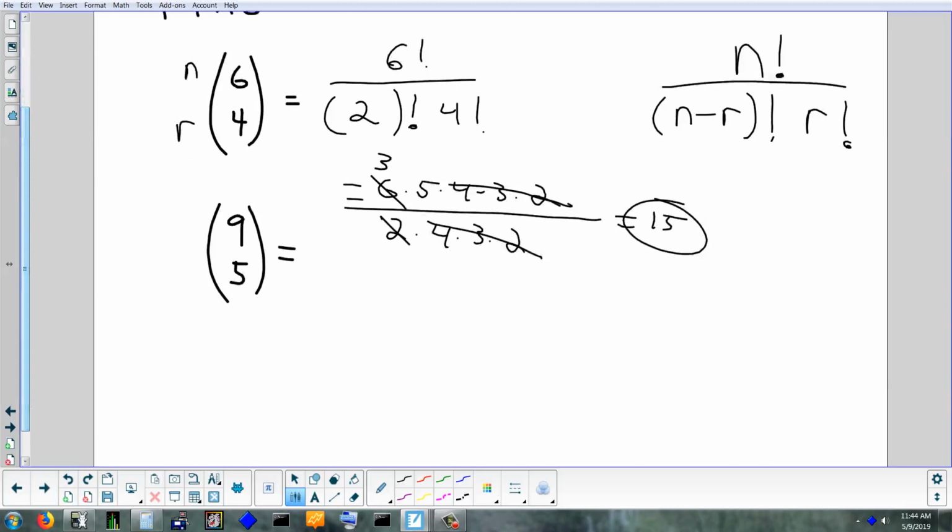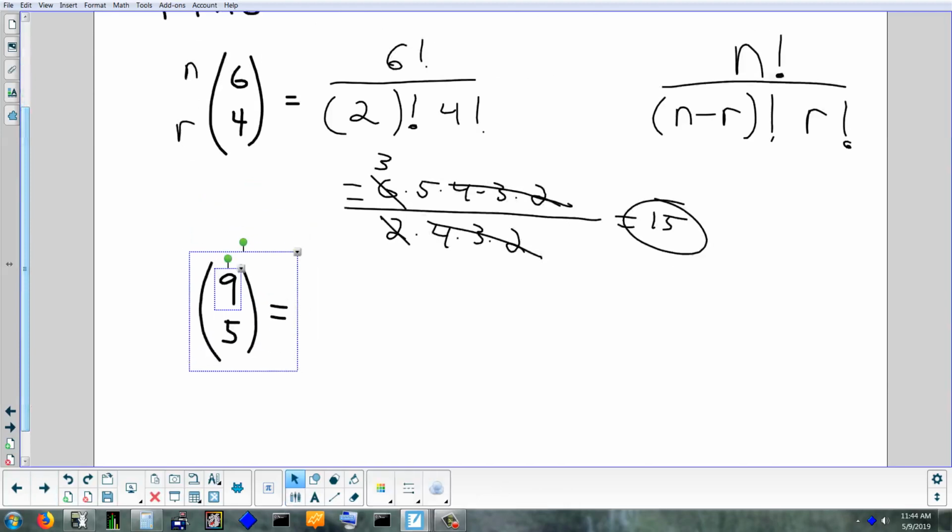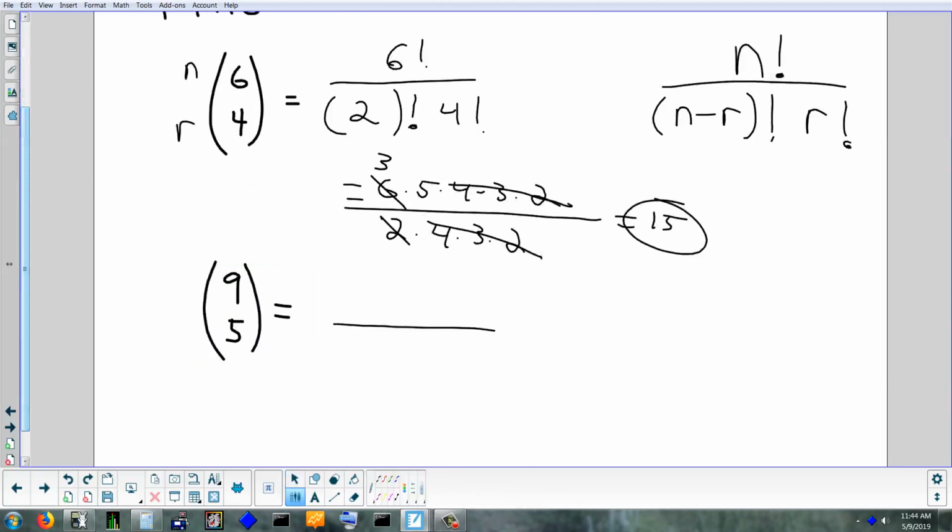Let's try this one. 9 choose 5. What goes on the top? 9 factorial. And on the bottom? 9 minus 5 factorial, that's 4 factorial. And then the second parenthesis? 5 factorial.